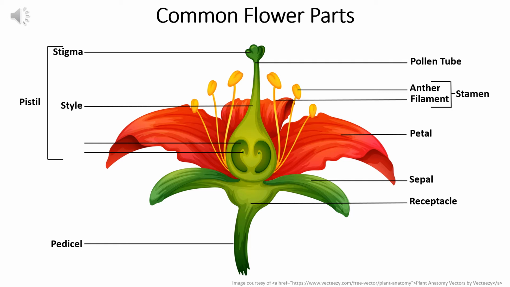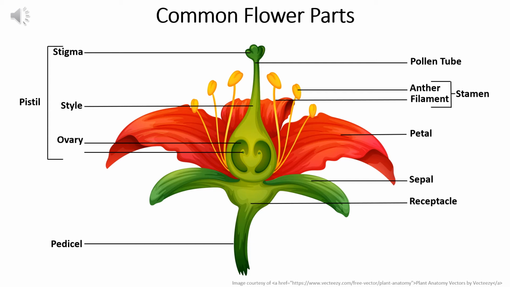The stigma is found at the tip of the style. It forms the head of the pistil. The stigma contains a sticky substance whose job is to catch pollen grains from different pollinators or those dispersed through the wind. They are responsible for beginning the process of fertilization.